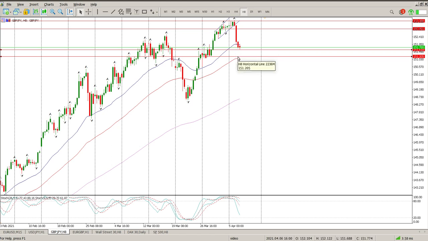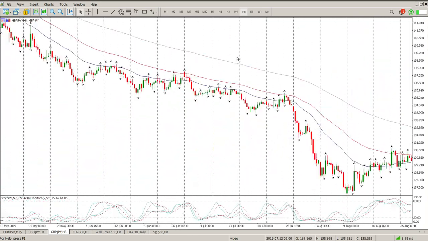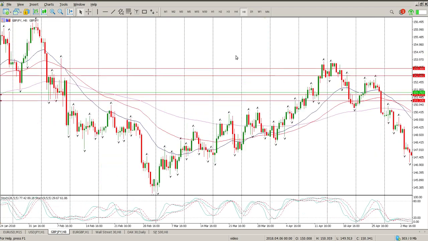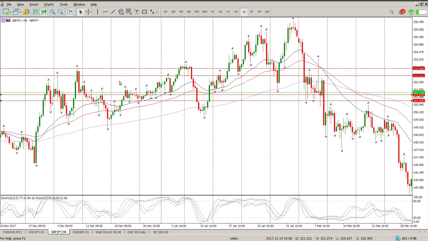151.618 is a pretty strong level. 151.204 is a very strong level as well. So if I just move to the right, you should see us pick up. There we go. Yeah, you can see this whole area. You can see how we've mucked around in this area for quite some time in the past. So that is a fairly strong level.